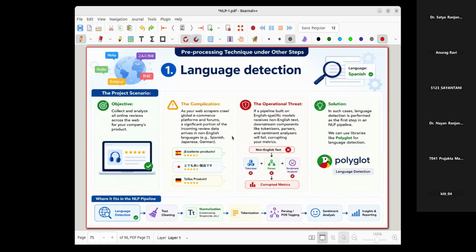There are many Python libraries available which can be used to detect the language. One very famous library is called Polyglot. You can use that library, and we will also see how Polyglot is used to identify the language of a text. Once you identify it, you can use a language-specific pipeline, or you can discard it. That is up to you. So this is the first pre-processing activity that can be done under the other steps of basic pre-processing.